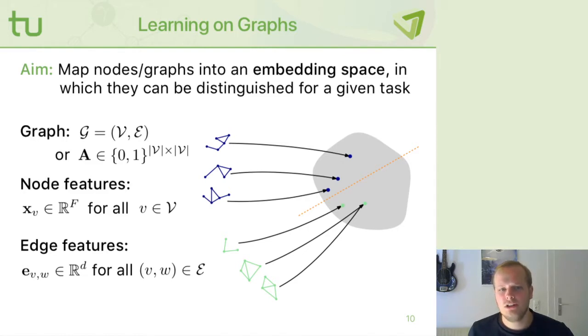More formally, a graph can be either given by a tuple of a node set and an edge set, or by a squared adjacency matrix which holds an entry of 1 if there exists a link between the respective nodes, and 0 otherwise. Furthermore, there may exist additional node and edge features, and throughout this talk I refer to X as multidimensional node features and to E as multidimensional edge features.